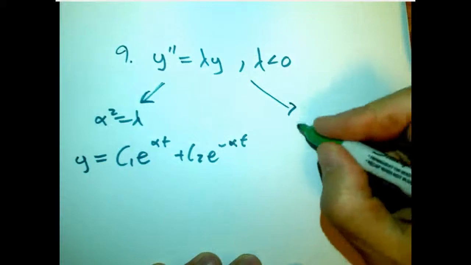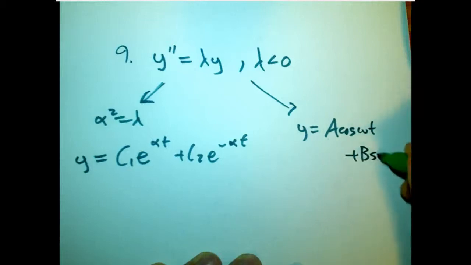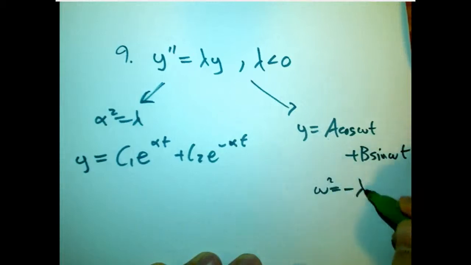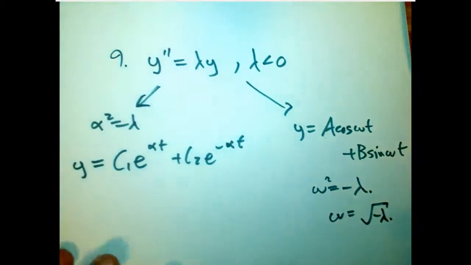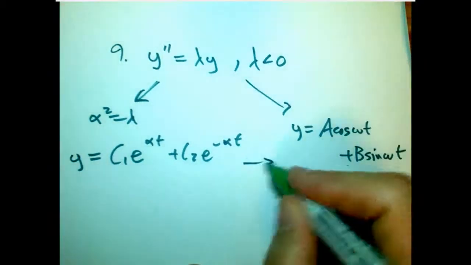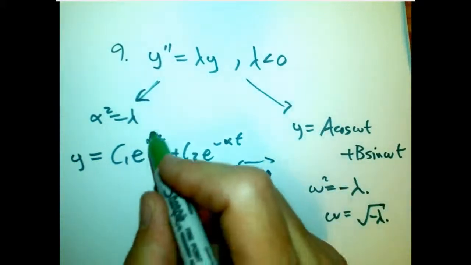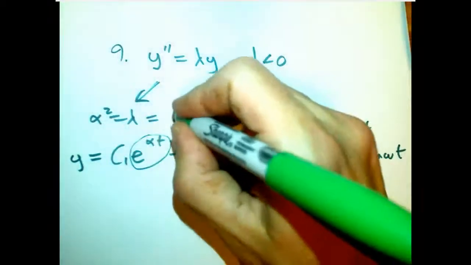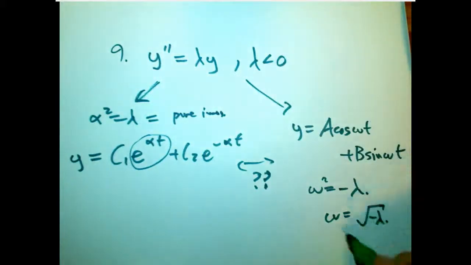Okay, but we also have y equals, let's say, a cosine omega t plus b sine omega t, where omega squared is minus lambda. So omega is what I was denoting as root minus lambda before. It's just kind of ugly to keep doing that. So the question is, how can these possibly be the same? Well, we've already got a very strong hint that this alpha here is going to be a pure imaginary number. It's going to be something times i. In fact, it's going to be omega i.